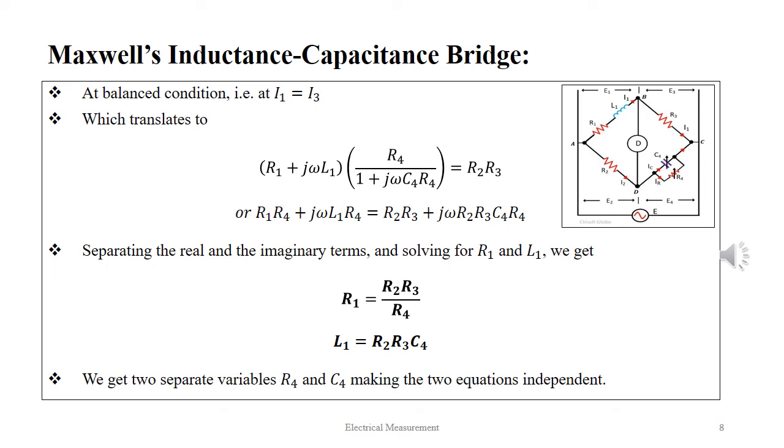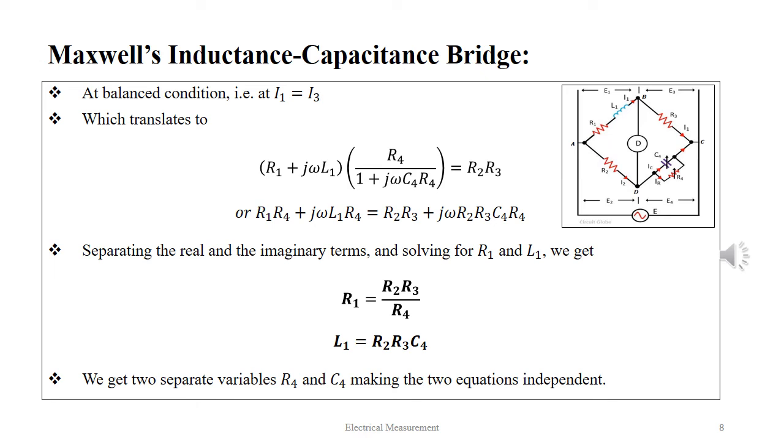At balanced condition of the Maxwell's inductance capacitance bridge, I1 is equal to I3, and thus we get (R1 plus j omega L1) whole into R4 by (1 plus j omega C4 R4) equal to R2 R3, or R1 R4 plus j omega L1 R4 equal to R2 R3 plus j omega R2 R3 C4 R4.